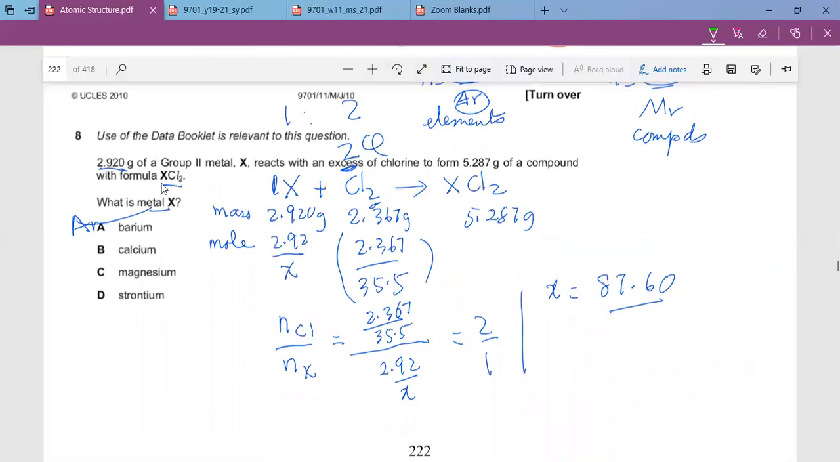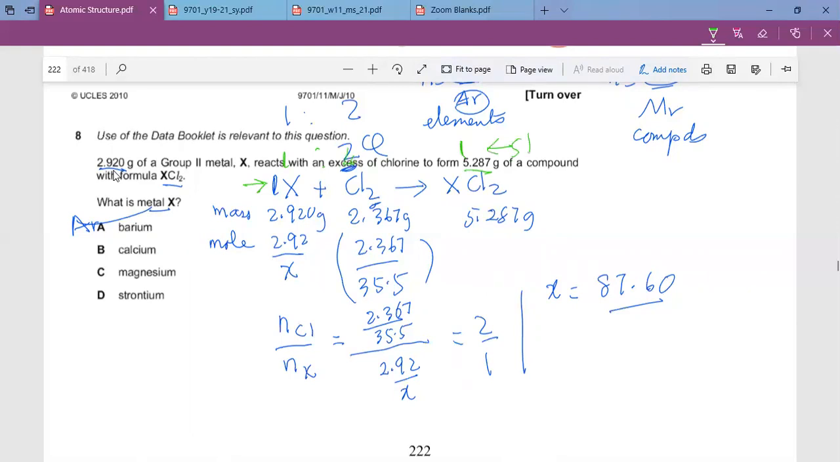Now, use the data below, relevant to this question. 2.920 grams. See how they give 4 significant figures here, so you better do all 4 figures before you actually round up. 2.920 grams of group 2 element X reacts with excess chlorine to form 5.287 grams of a compound. Group 2 of course is XCl2. So now I write the equation down here. Why did I write that here? Because 1 mole here reacts with 2 moles to give 1 mole.